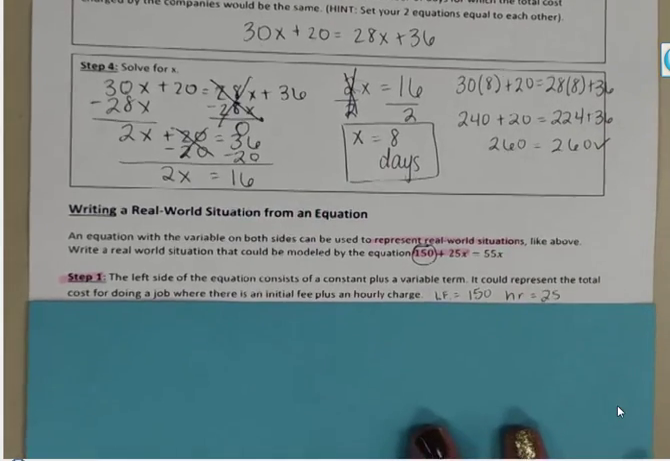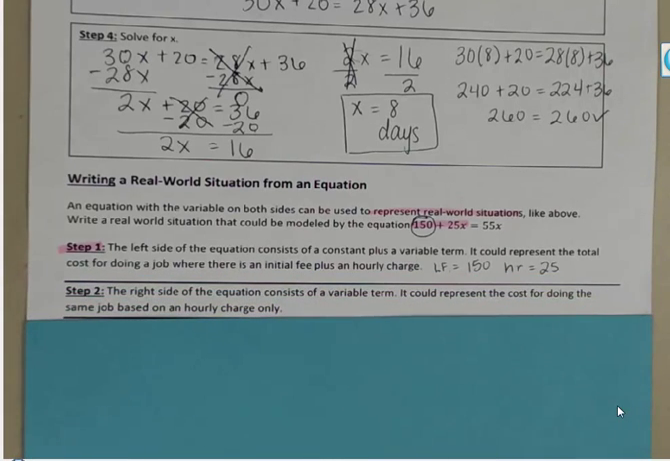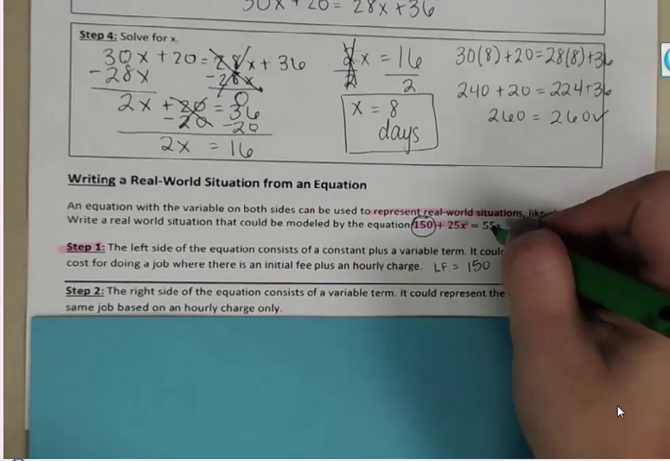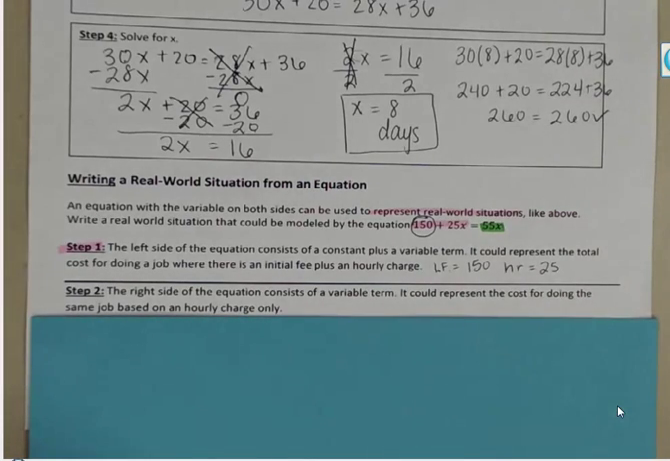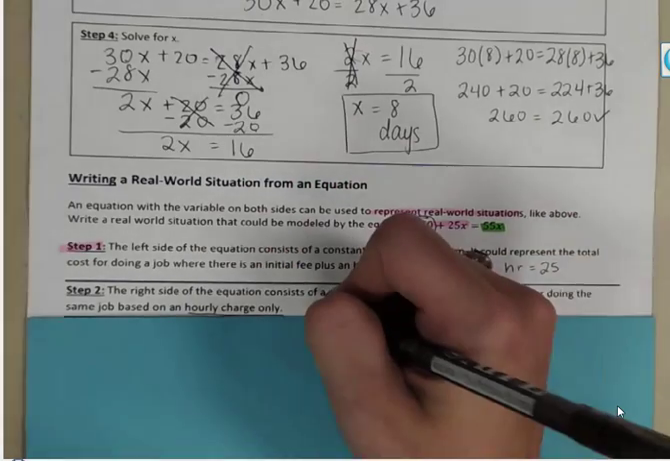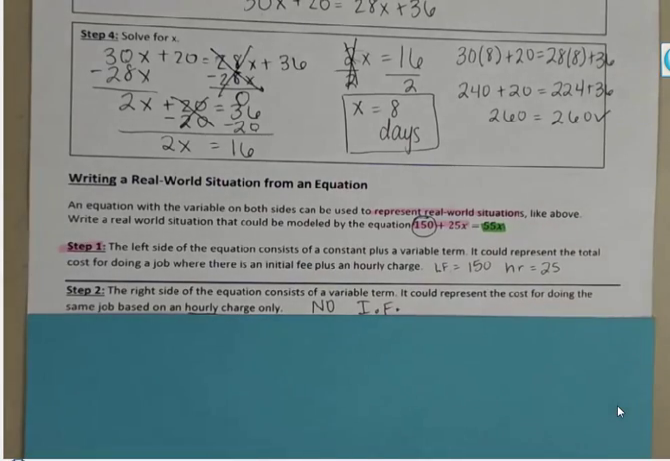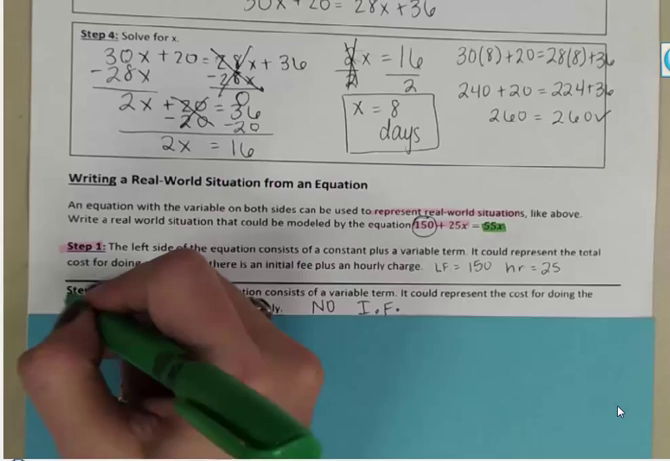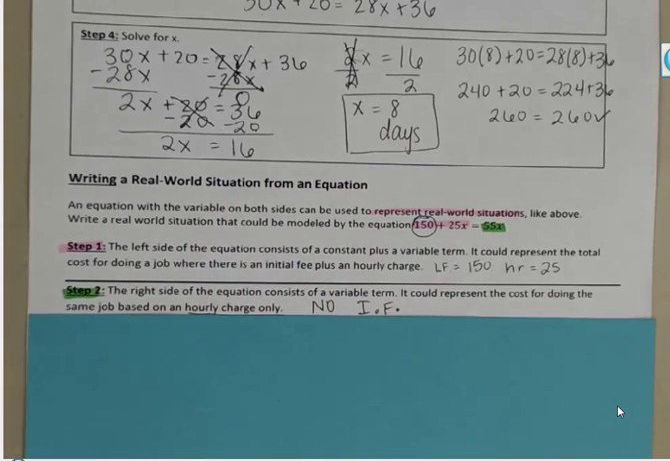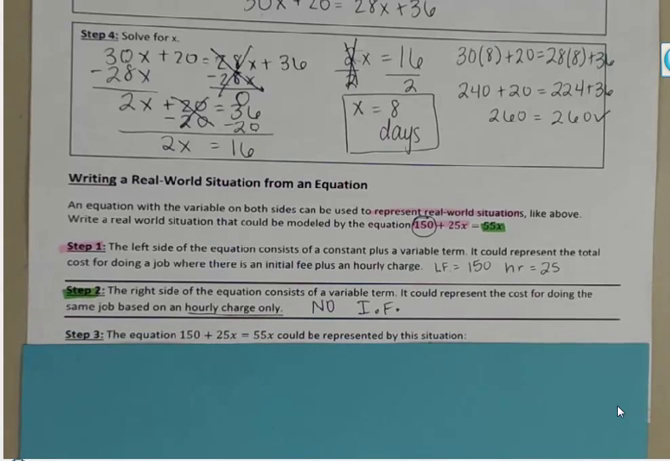Alright, so step 2 says the right side of the equation consists of a variable term. So it could represent the cost of doing the same job based on just an hourly charge only. So they don't have an initial fee, so no initial fee. So this is where your imagination gets to come into play. Alright, I was kind of boring and I just did something easy, but my example, or step 3, would be the equation 150 plus 25x is equal to 55x could be represented by this situation.